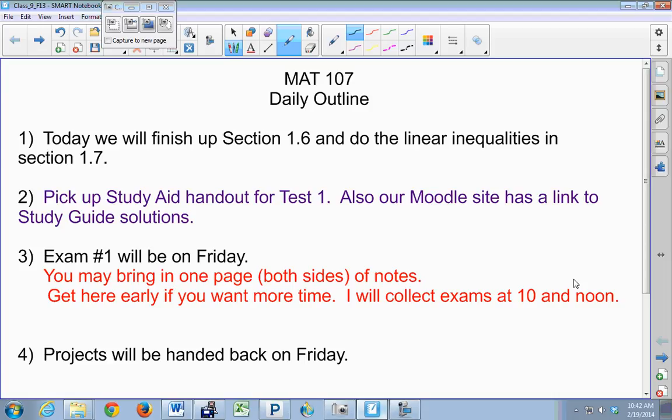Okay, so you're welcome to use this page if you want on Friday and put notes on the back, or you can bring in a blank piece of paper with whatever notes you want on both sides. It's totally up to you. The test covers all of chapter P and all of chapter 1 up until class 8, which is the first part of 1.6 that we covered last Wednesday.